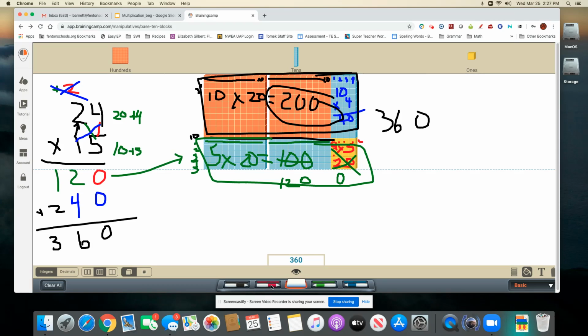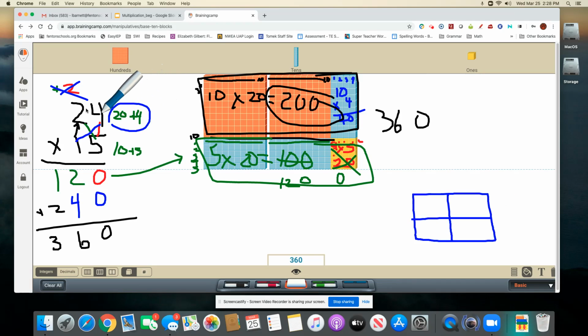I have one more way to show you this, and I'm going to put it over here. I can do this box. I have a 2-digit number on the top, and I have a 2-digit number on the bottom. So I'm going to need 4 boxes. You see how I already did expanded form right here? 24 is 20 plus 4. And the bottom number is 15, which expanded form is 10 plus 5.